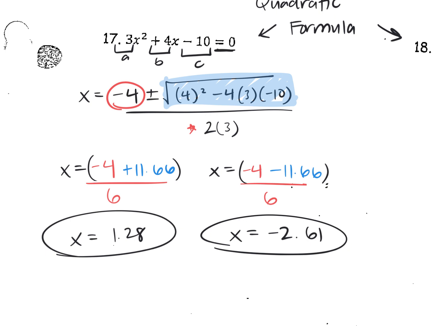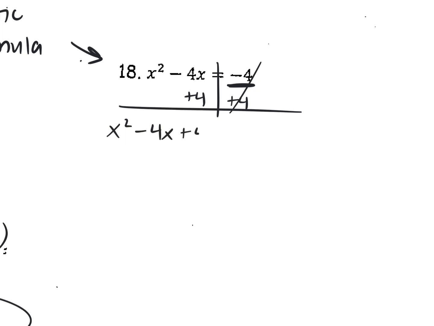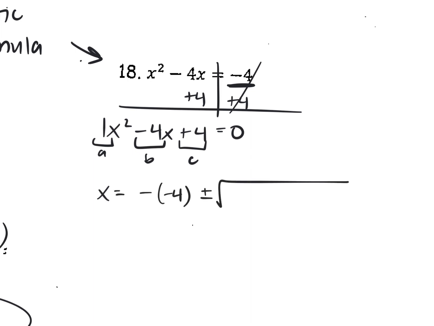Okay, last one is number 18 for quadratic formula. This is not equal to 0, so I need to start by adding 4 to both sides. So I've got x squared minus 4x plus 4 equals 0, and I cannot combine these two because this one has an x and this one does not. So my a value here is 1, b value negative 4, c value is 4. So plugging it into my formula, I've got x equals negative b plus or minus the square root of b squared minus 4ac, all divided by 2a.